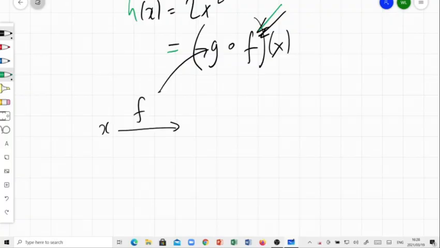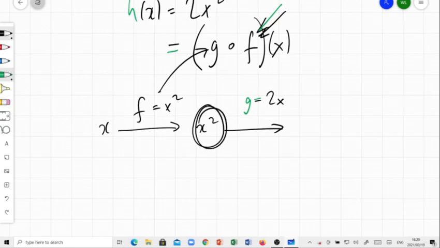at x, we first of all squared up the x to get x squared, and then we fed that guy immediately into our g function, which is the doubling function. So f is my squaring function and g is my doubling function. And then remember, this is what I fed into my doubling function. So what does this function do? Whatever you feed it, it doubles up.